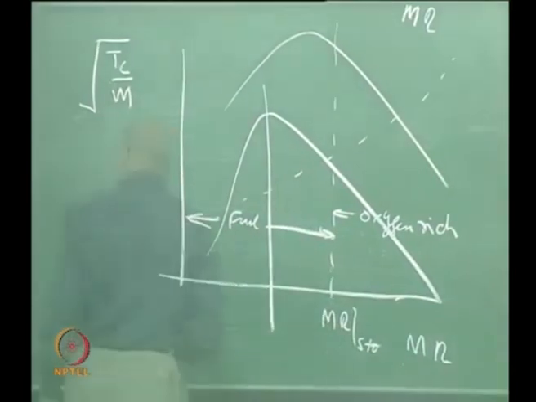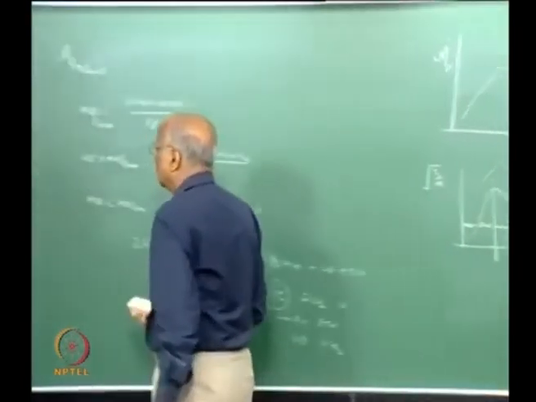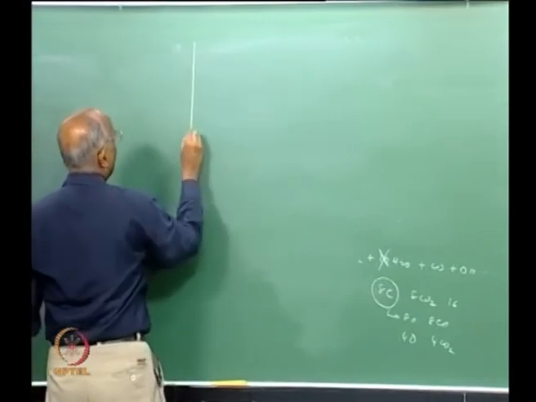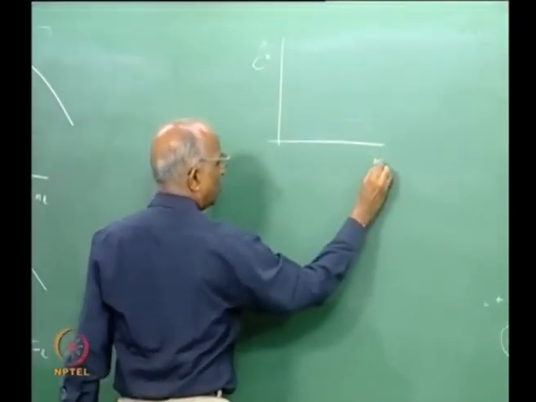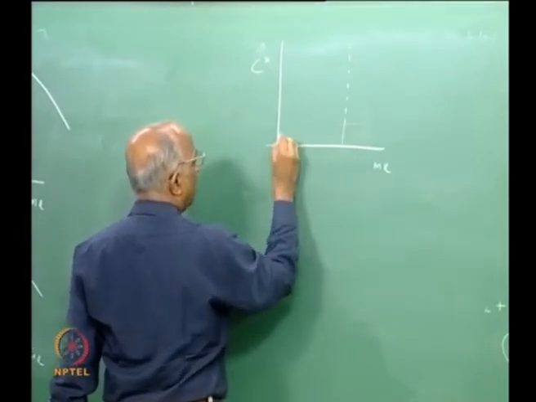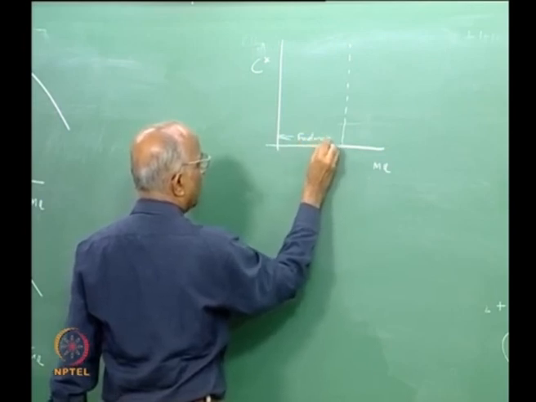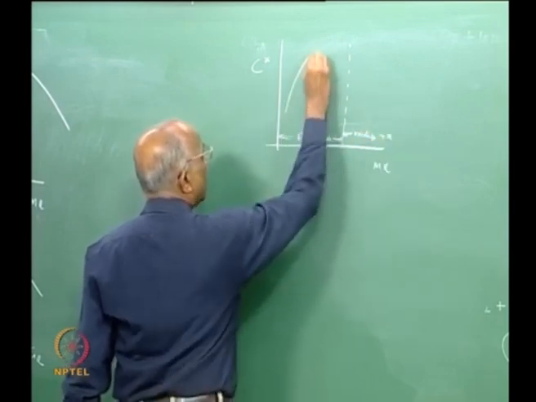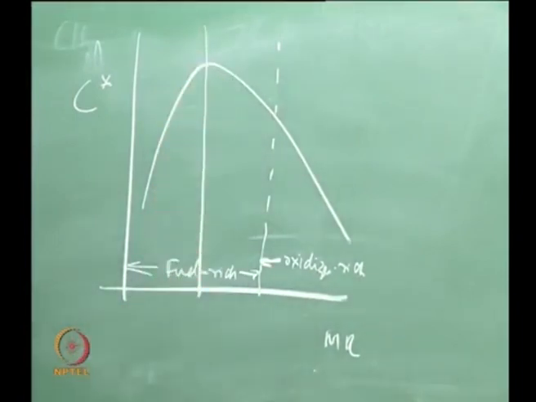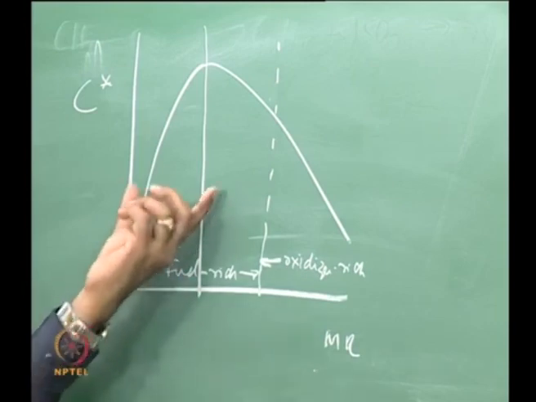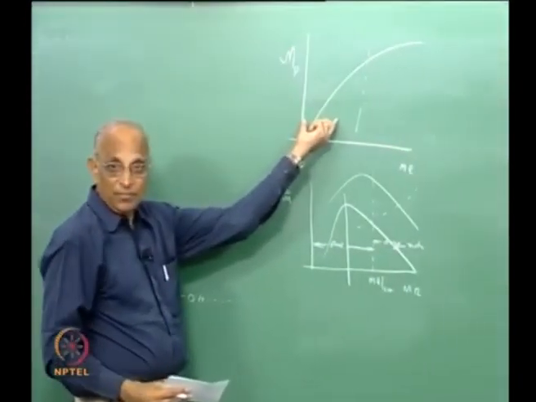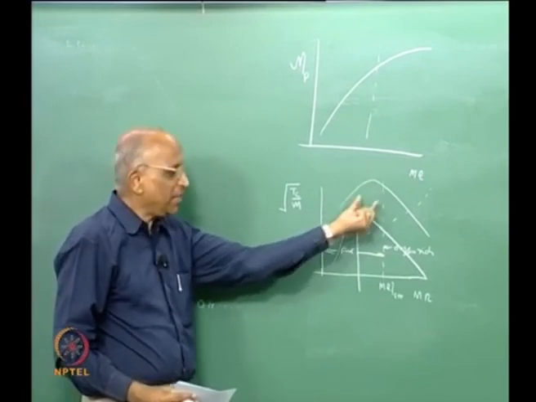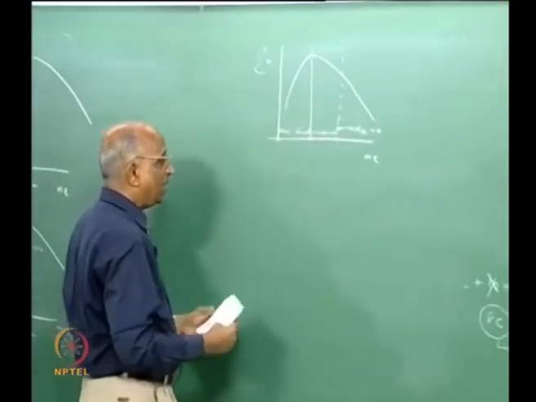Let me replot this figure, because this is something which is important. The value of C star, plotted as a function of mixture ratio, with mixture ratio stoichiometric, fuel rich and oxidizer rich, will be maximum on the fuel rich side. Why is it higher on the fuel rich side? Because the molecular mass is smaller on the fuel rich side. We also find that the maximum temperature occurs a little bit on the fuel side, and therefore, the net effect is I have higher performance in the fuel rich region.